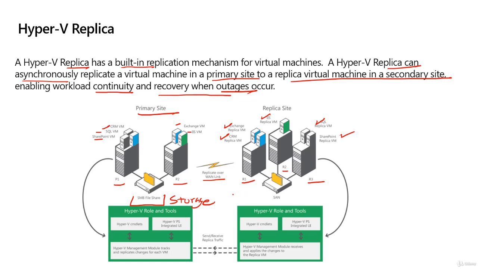And they replicate across a WAN link on a schedule that I choose. So we can have this replicate every 15 minutes, every 5 minutes. We can define the interval for the replication itself.